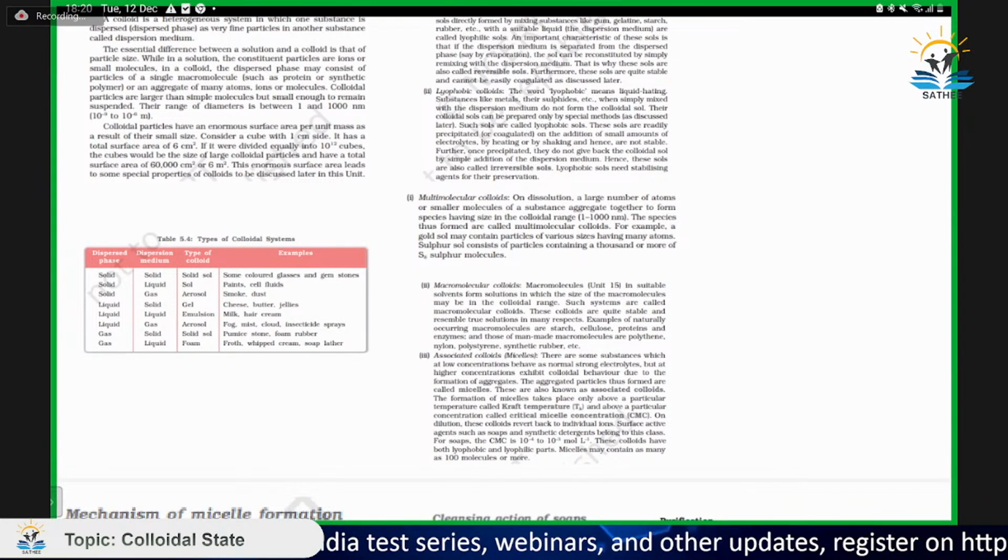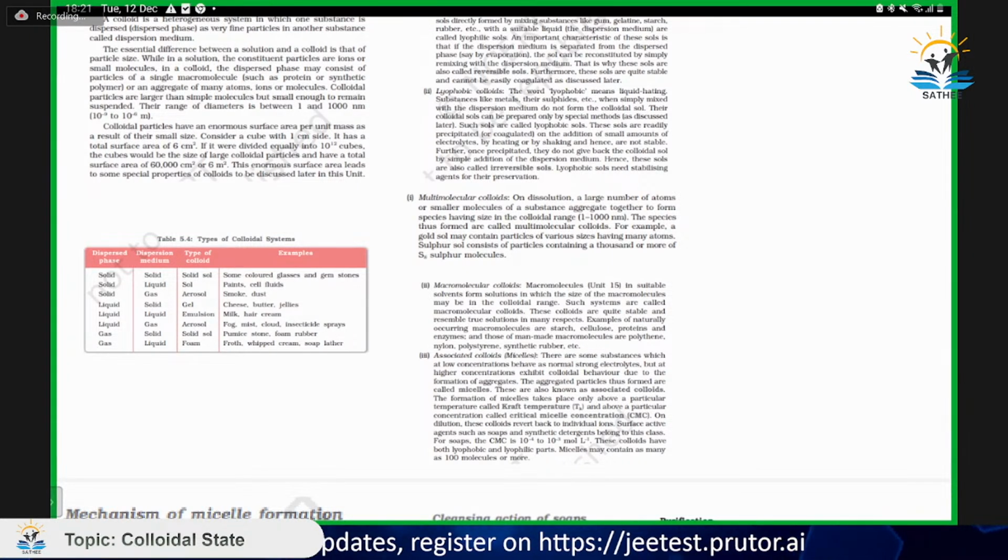Because when you try to mix gas with gas, you would form a homogeneous system. Colloids are heterogeneous. Gases in gases are highly miscible, so you cannot really form a colloid. The table is important.